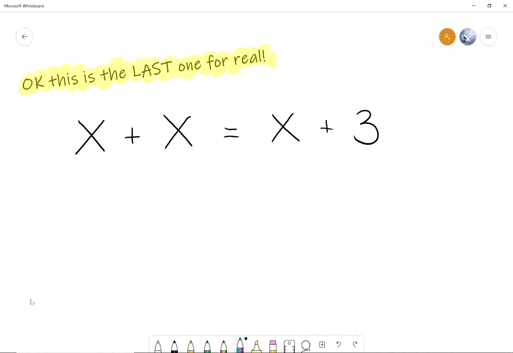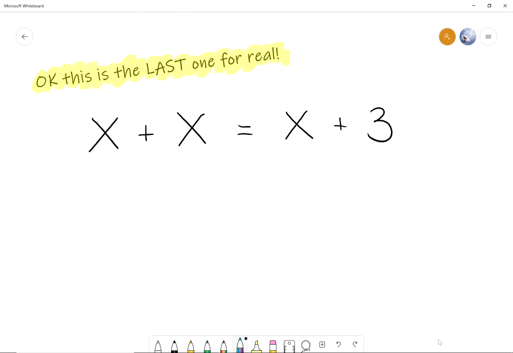Okay, Addison, one last one. This is the very last one of the video. For real this time. So we have x plus x equals x plus 3. Addison, how do you think we can solve this? What can we do here?